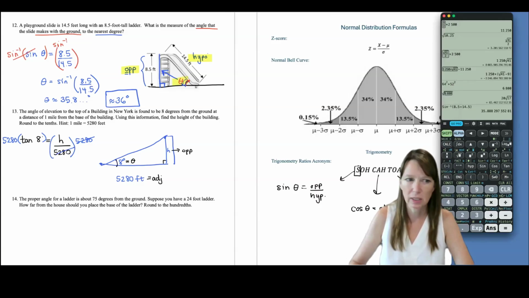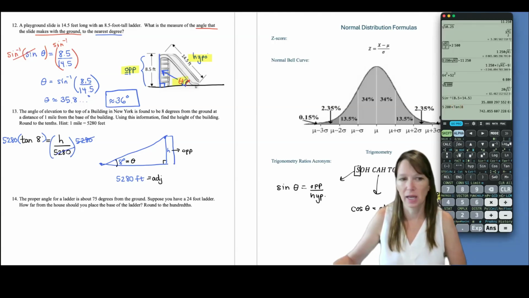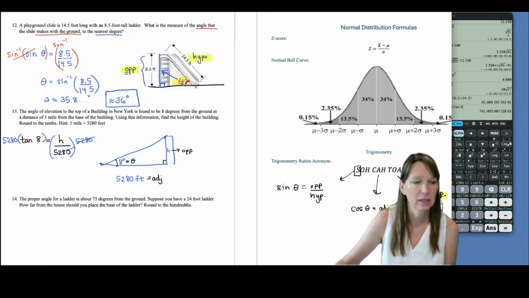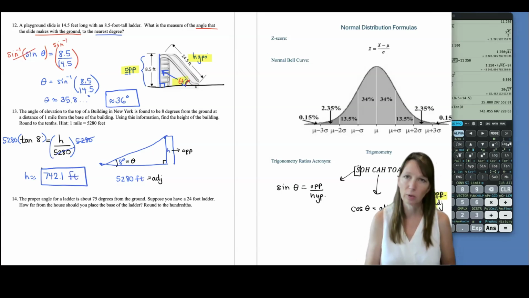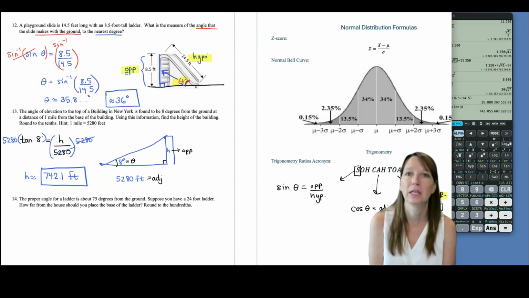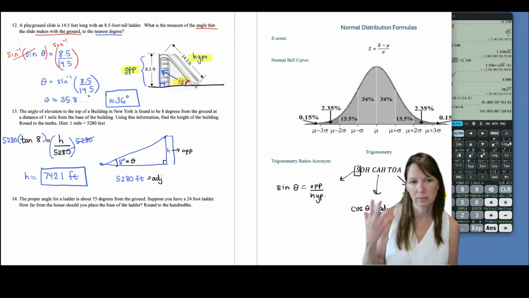Let's grab your calculator and take 5,280 multiplied by the tangent of 8. And we get the height is, and it said round to the nearest tenth, so the height is approximately 742.1. And then add the unit we're measuring in. Is it meters? Is it feet? Is it miles? Definitely not miles. So the building is 742.1 feet.